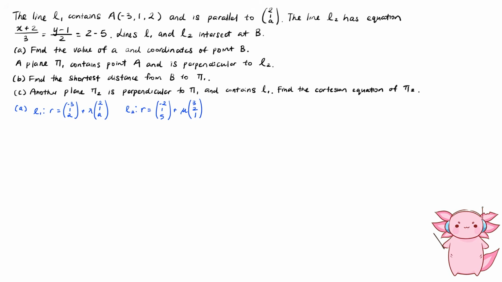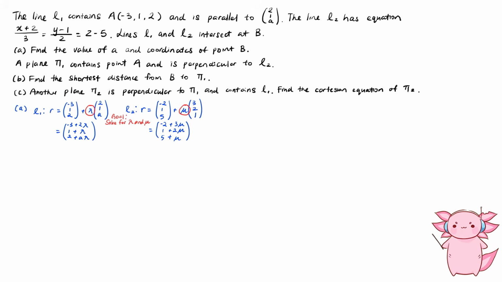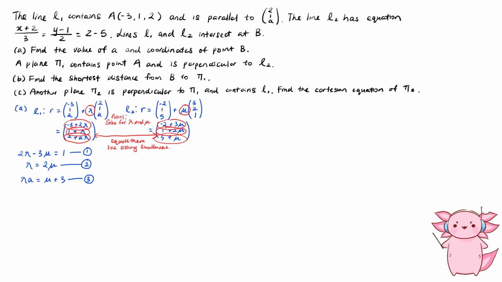The first step is to rewrite line 1 and line 2 into their vector forms like this, with parameters lambda for line 1 and mu for line 2. And since they cross at B, let's sub one equation into another, and you can see that it forms three simultaneous equations. Our goal is to solve for the three unknowns, lambda, mu, and a.